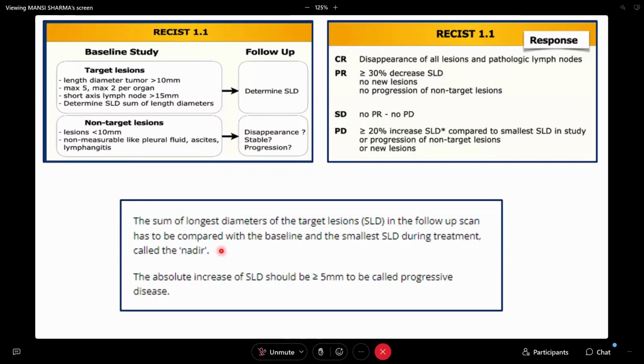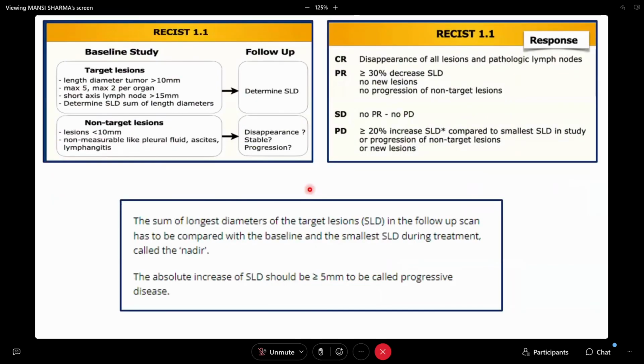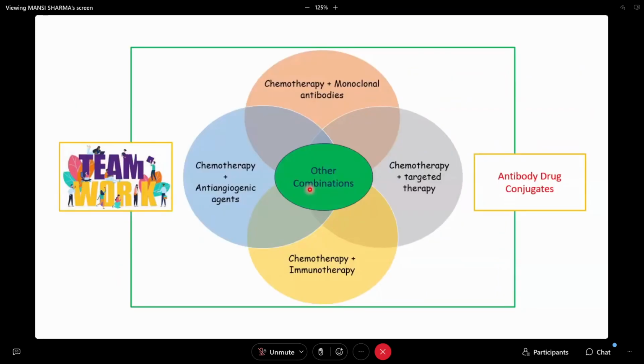Non-target lesions are sclerotic bone lesions, pleural fluid, ascites, lymphangitis. So we call it progression only if there is unequivocal progression of them, which is like a for-sure progression. Then only we label it as progressive disease. And this is more applicable to clinical trial settings. However, we use it in daily clinical practice as well.